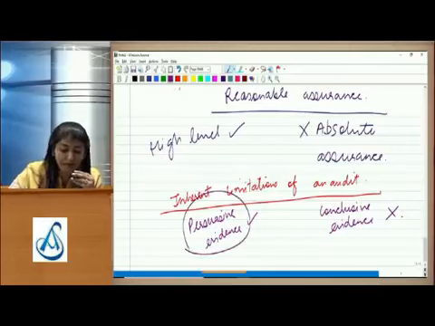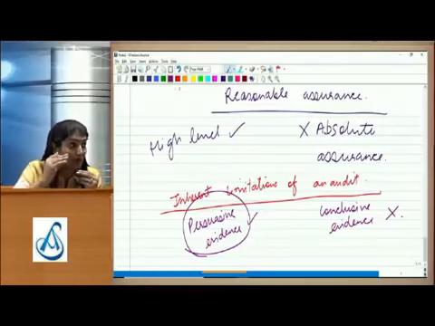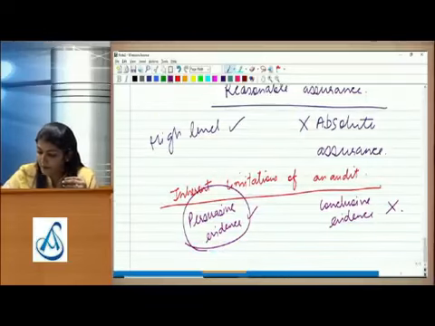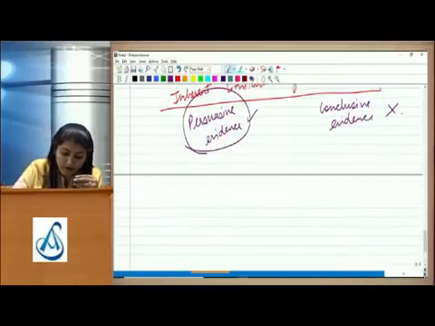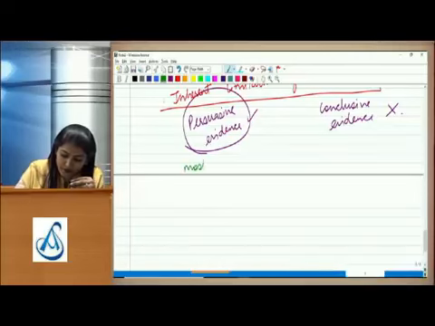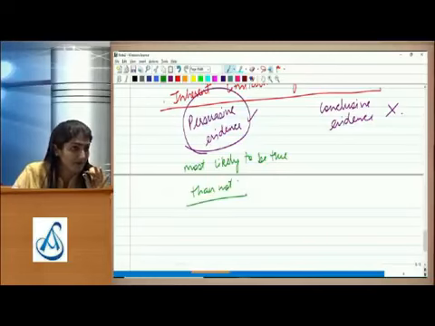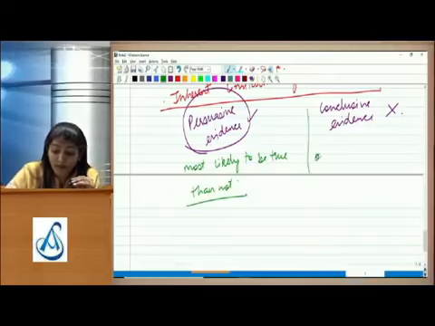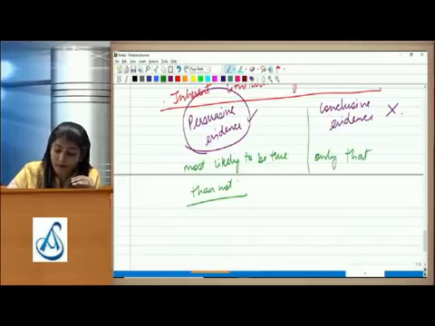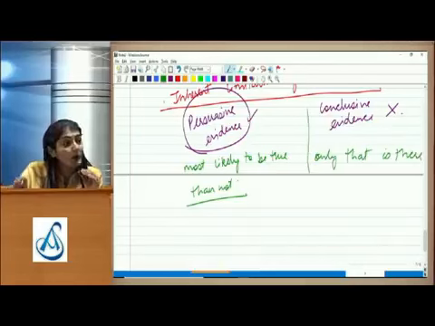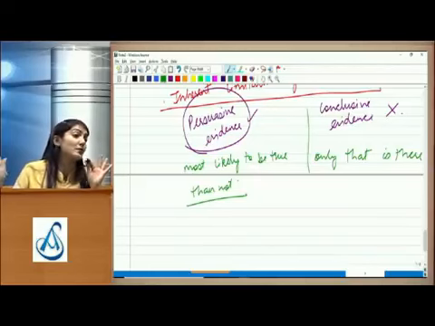What is persuasive? Convincing, most likely to be true than not. Prima facie, it looks to be okay. And conclusive evidence is defined as: only that is true, and any other possibility is ruled out.